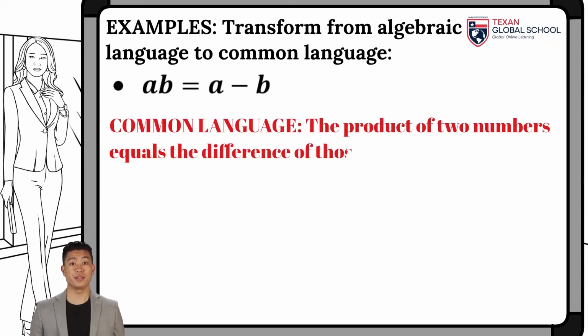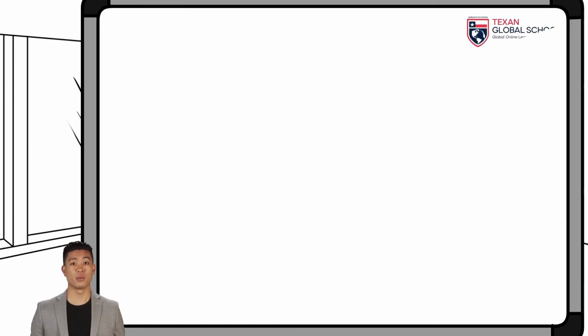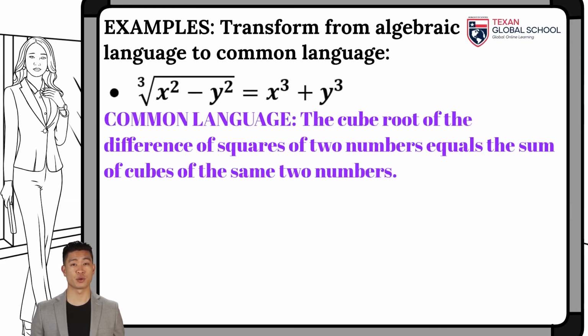The first case can be described in common language as the product of two numbers equals the difference of those same two numbers. The next would be double a number equals the sixth part of the square of the same number. We emphasize that it is the same number since it uses the same variable in both members.